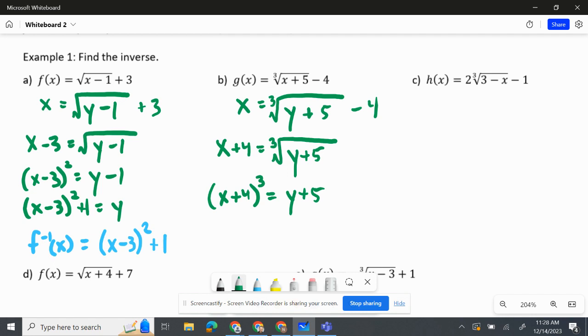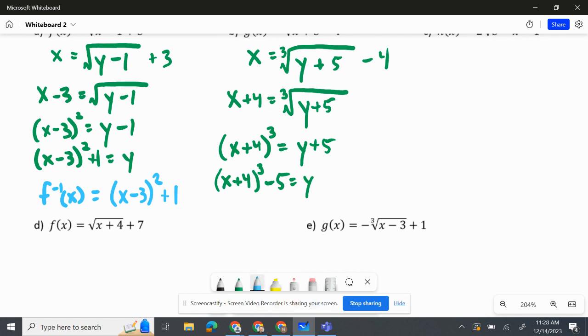And then I'm going to subtract the 5. And I'm going to write it in its final form. So I'm going to have the inverse of g of x is equal to x plus 4 cubed minus 5.